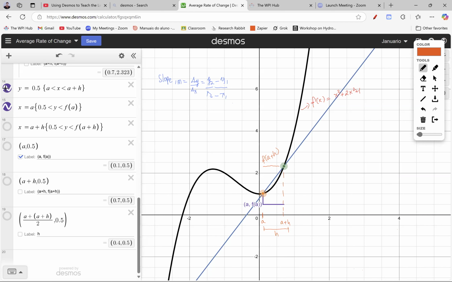Do you understand up to this? Yes, teacher, we understand. Because I really want you to understand this simple concept.